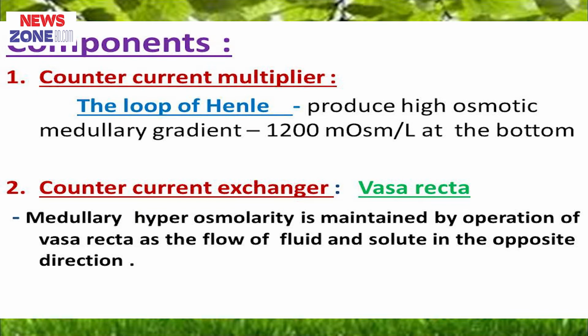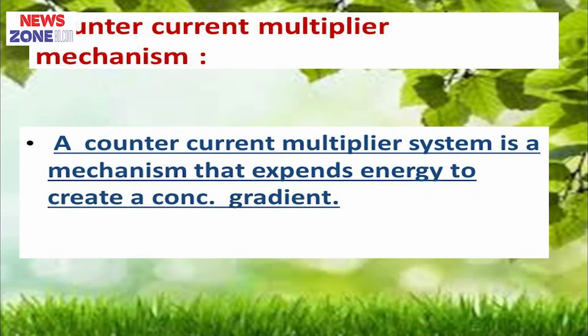It is different from other peritubular capillaries. It is U-shaped, parallel, and connected, and it acts as an exchanger. That means it preserves the hyperosmolarity. So the countercurrent multiplier, the loop of Henle, generates the hyperosmolarity, and the exchanger, the vasa recta, helps to preserve the hyperosmolarity of the renal medulla. We will now discuss the countercurrent multiplier system.